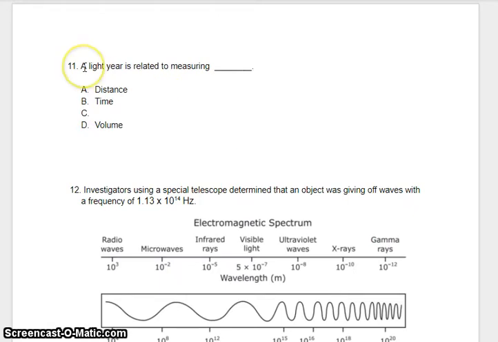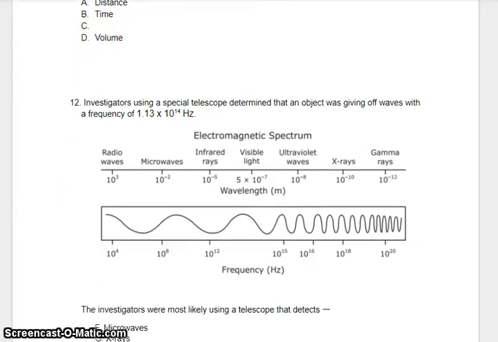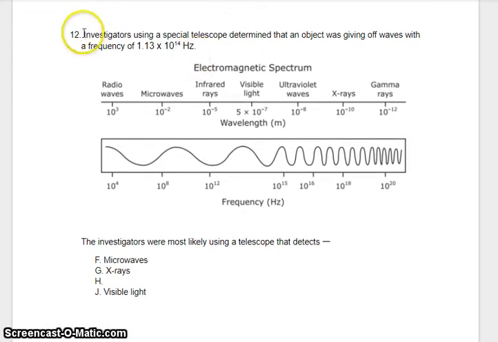Number 11. A light year is related to measuring A, distance, B, time, D, volume. Number 12.